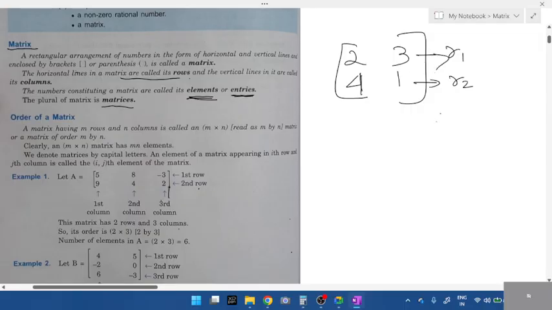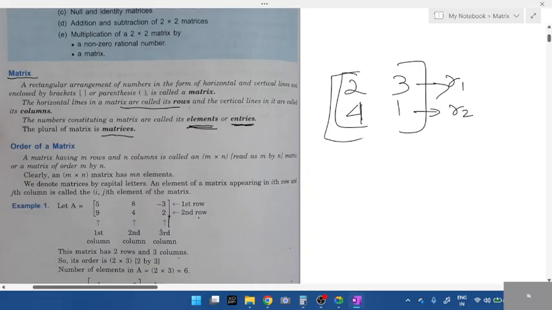What about column, students? How many columns are there? A column is a vertical line. Column 1 and column 2. Remember like this: row is horizontal, column is vertical.